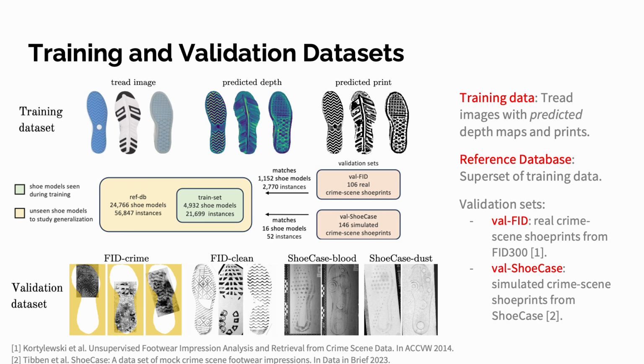Our validation set, val-FID, contains real crime scene shoeprints from the FID-300 dataset, while val-Shoecase contains simulated crime scene shoeprints using blood and dust from the Shoecase dataset. Note that all the depth maps and prints are globally aligned in all our datasets. Even for partial prints in the val-FID dataset, we translate, scale, and rotate them as needed and place them on a shoe outline to ensure alignment.